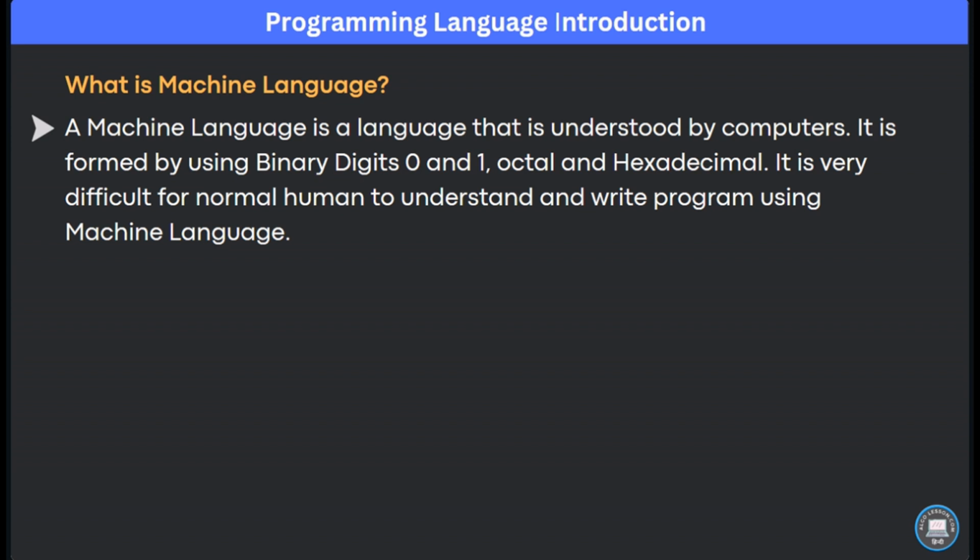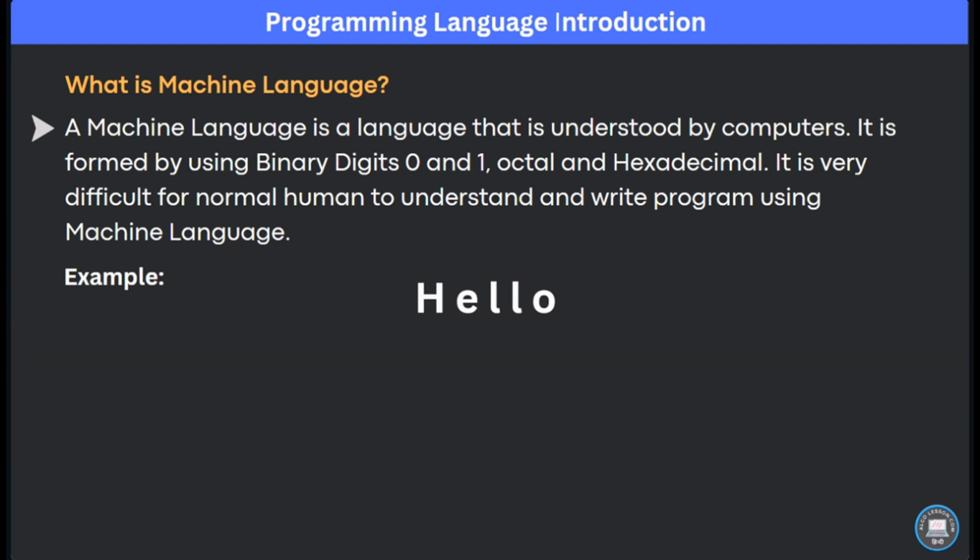If you are already familiar with what is number system, you might know what is binary, octal, and hexadecimal digits, so I'm not going deep into that. But for understanding, it is basically a series of zeros and ones in machine language, and it is very difficult for a normal human to understand, read, write in machine language. Let's take an example and understand why it is so difficult.